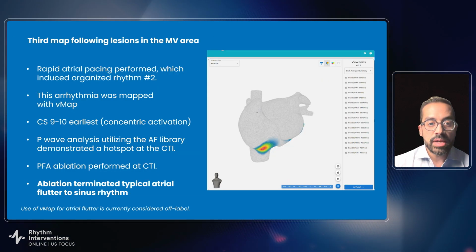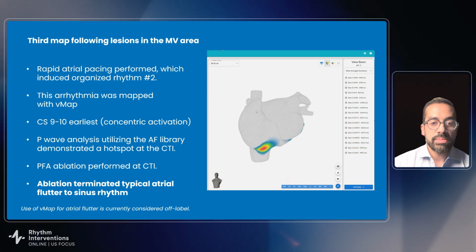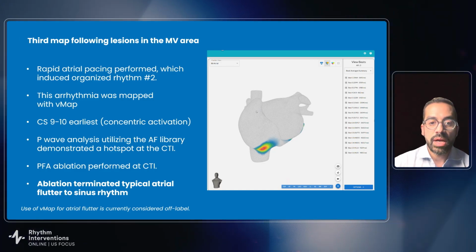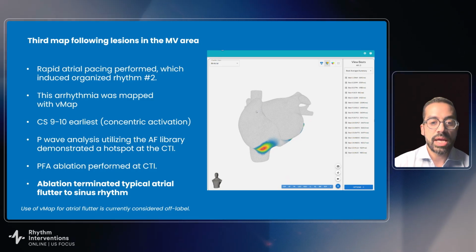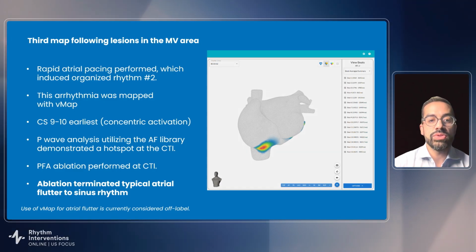After the induction of typical flutter, we see that we have a hotspot that coincides with the CTI line. We ablate here, and the patient returns to sinus rhythm and is no longer inducible.